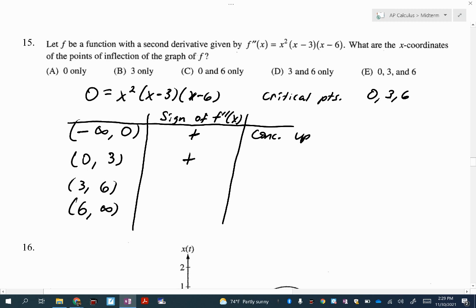You can plug in 5, whatever you want. Plug in 4, I get a positive. Then times a negative is a negative times a positive is a negative. So that's concave down. And finally, if I plug in 7, everything is positive. So back to concave up. So when I switch from concave up to down and then concave down to up, I have points of inflection. So that's going to be at 3 and at 6. All right, so 3 and 6, so D.